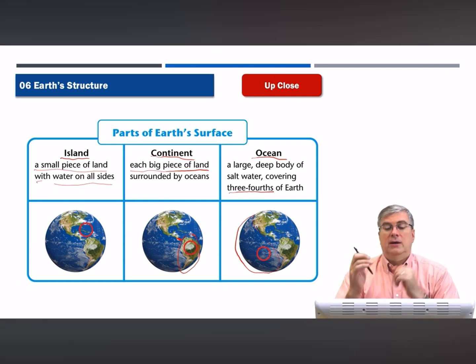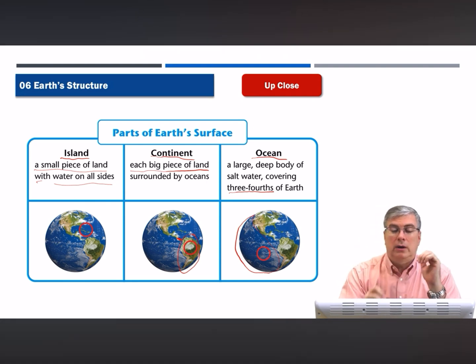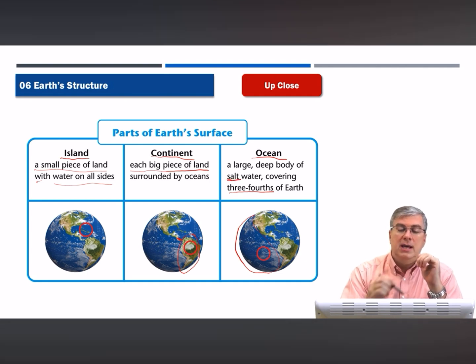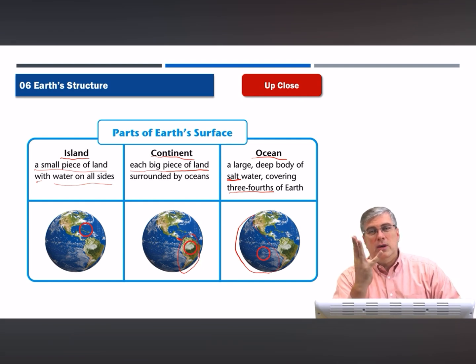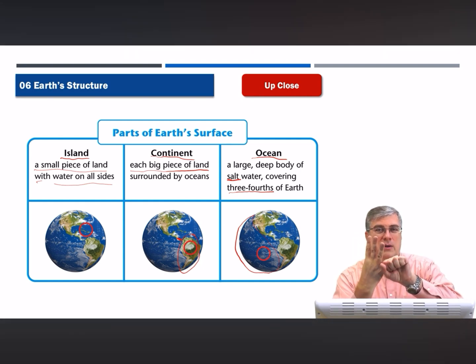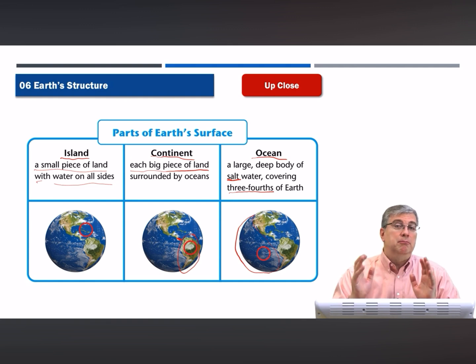So most of the Earth's surface is covered by ocean. It's a large, deep body of salt water, right? Not fresh water, it's salty. And it covers 3/4 of the Earth. We only live on 1/4 of the Earth. Human beings can only live on 1/4, on the land, but 3/4 of the Earth is covered with water. The Earth is a really big place.